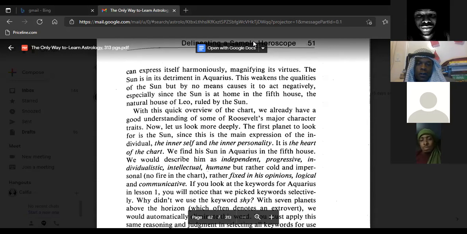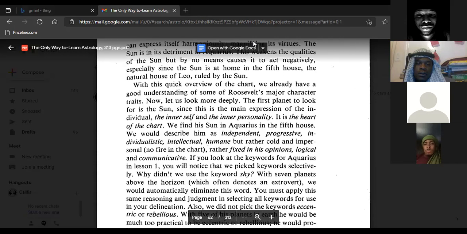With this quick overview of the chart, we already have a good understanding of some of Roosevelt's major character traits. Now, let us look more deeply. The first planet to look for is the sun, since this is the main expression of the individual, the inner self, and the inner personality. It is the heart of the chart. We find his sun in Aquarius in the 5th house.